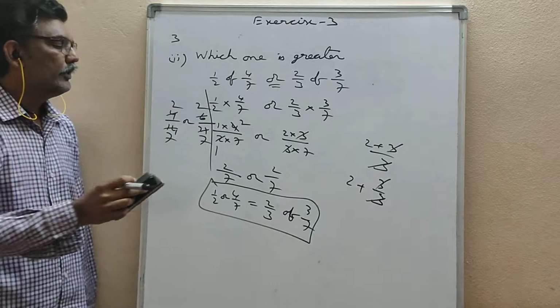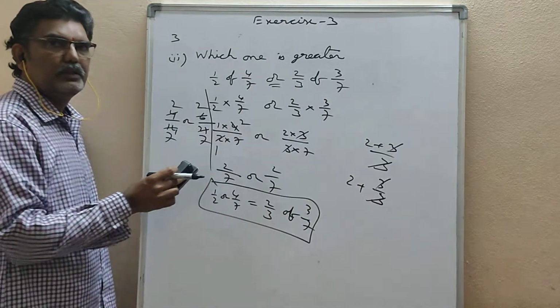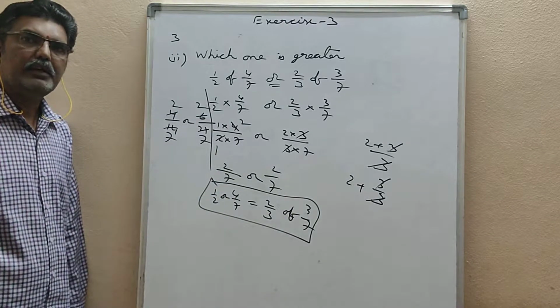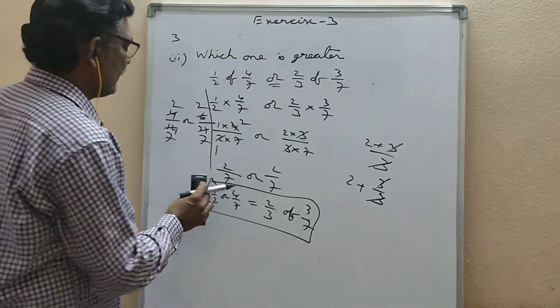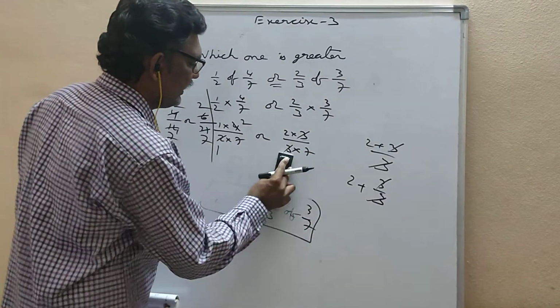7, 7. Then you should observe the numerators. So if numerators are same, okay. Which one is greater, I have to say that is greater. Okay. Now we will go with the next problem.